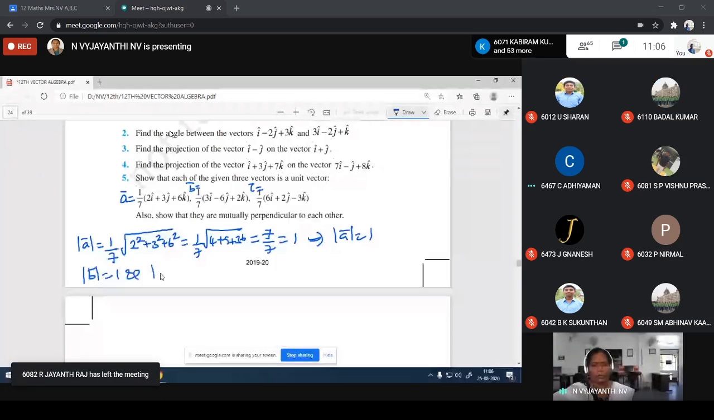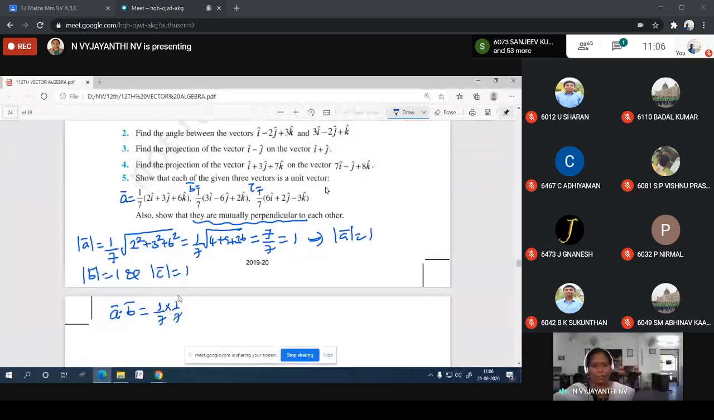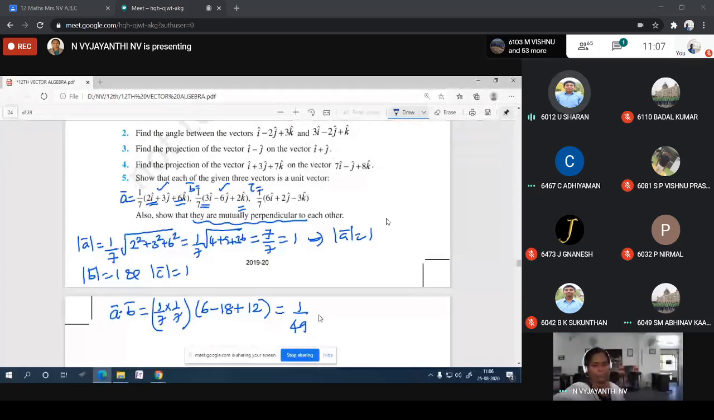Show that they are mutually perpendicular to each other. So what we have to do is, we should consider A dot B. So 1 by 7 into 1 by 7. We can multiply the scalars and we can consider the dot product. 2i dot 3i. 2i dot 3i is what? 6. 3j minus 6j, minus 18. 6k, 2k, 12. So 1 by 49 into what will you get here? 0. See, 18 minus 18 is 0. 0 into anything becomes 0.